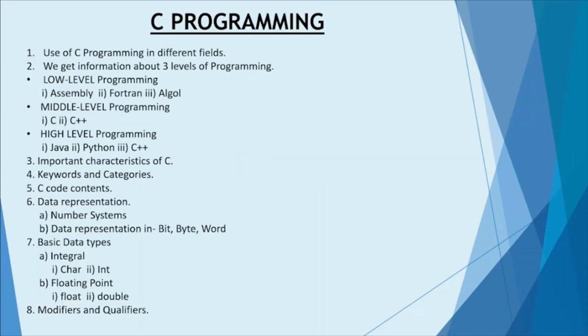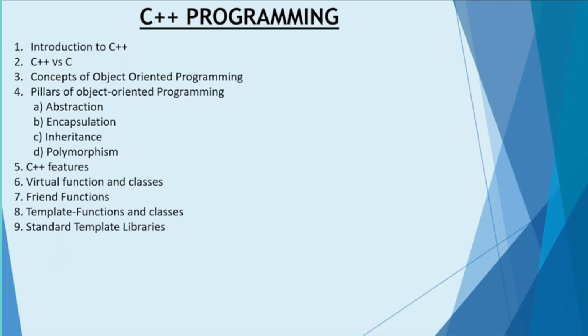In this internship, we have learned C programming, different fields. We have learned three levels of programming: low level, middle level, and high level programming. We have learned the keywords and categories of the code. We have done data representation, that is number systems and data representation in bit, byte, and word. We have also done data types basics, integral and floating point, and also the modifiers and qualifiers. We have also done C++ programming during the tenure of our internship.